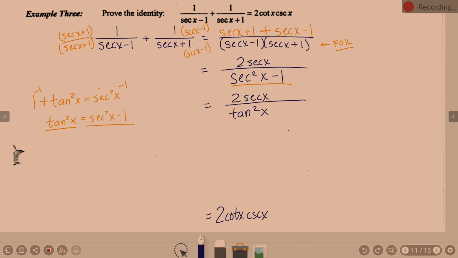Thoughts on what to try next? I'm thinking separate this fraction. Make two separate fractions. It's 2 over tan squared x times secant x over tan squared x. So you can make it easier. Okay, so you said to do 2 over tan and then secant over tan. I see where you're going with that. I see it working.